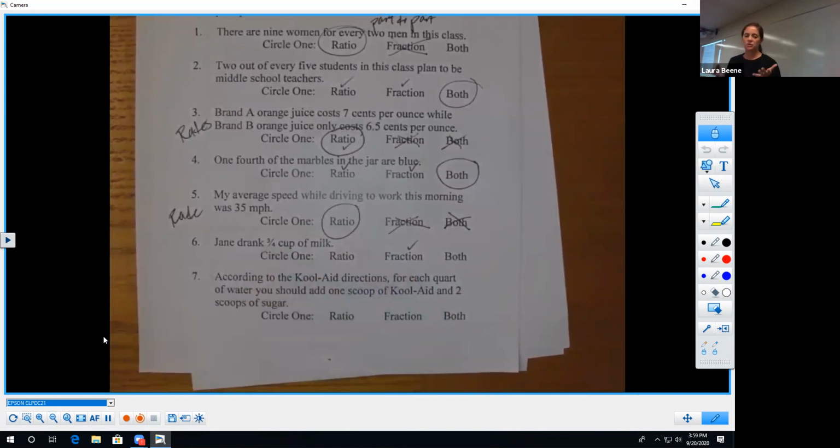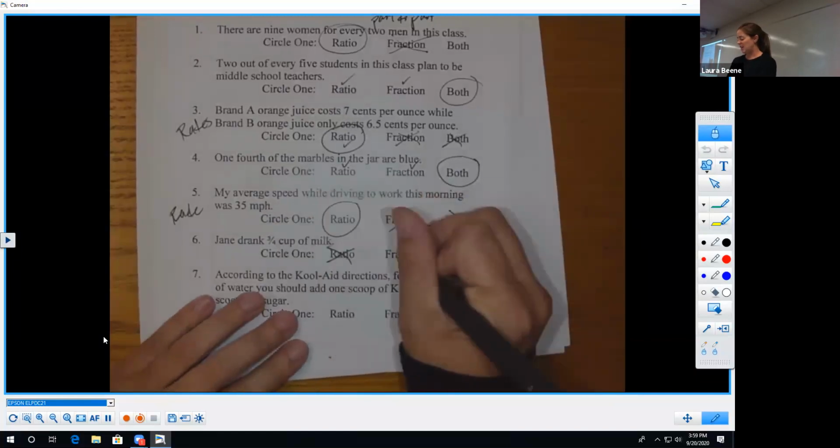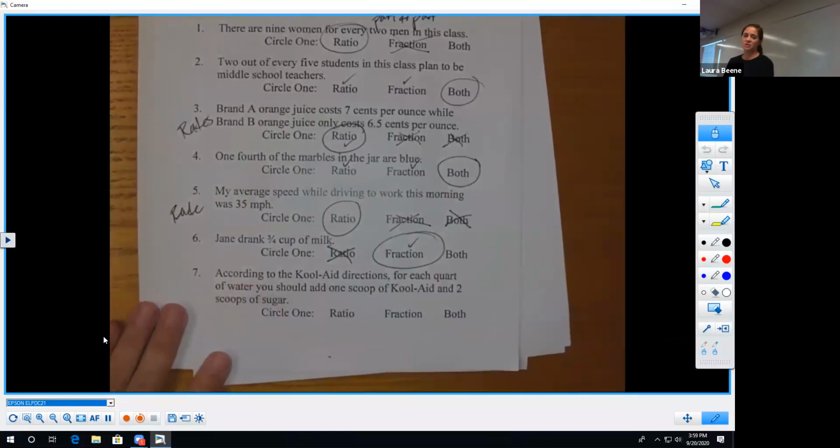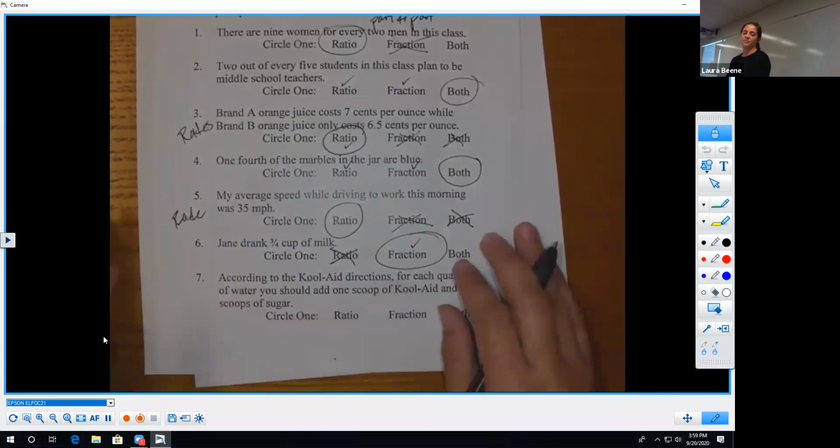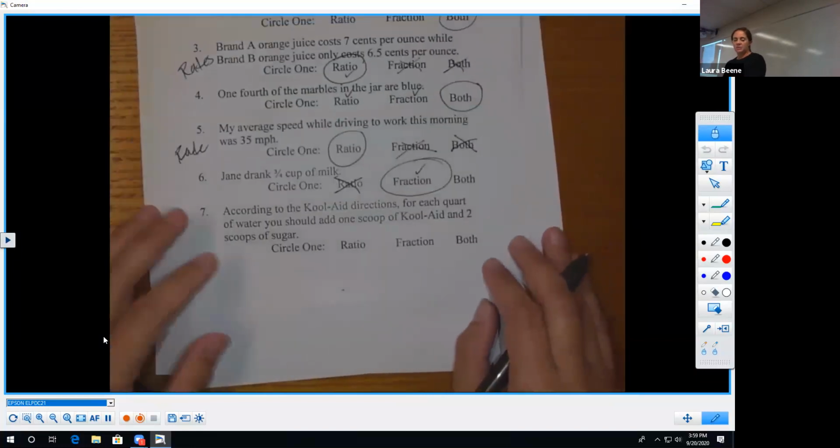We're not comparing two different quantities here. We're just telling how much she drank. That's just one quantity. So it's no part to whole or part to part or whole to whole. So this is not a ratio. It's just a plain old fraction telling how much of a cup she drank. Okay. And look at number 7.